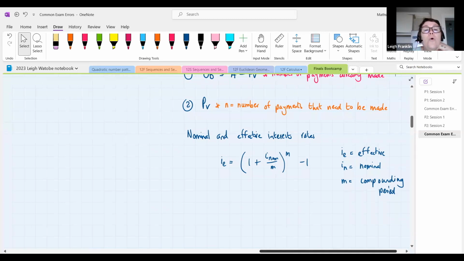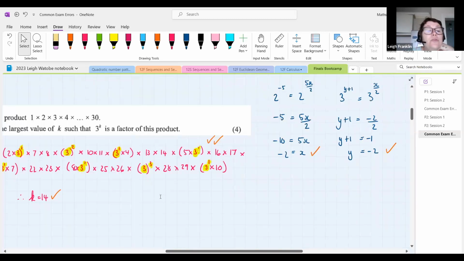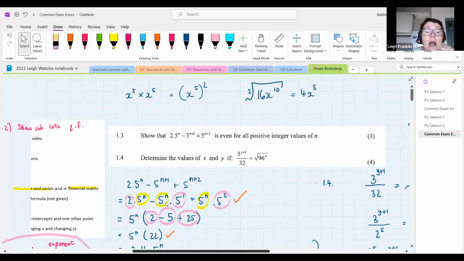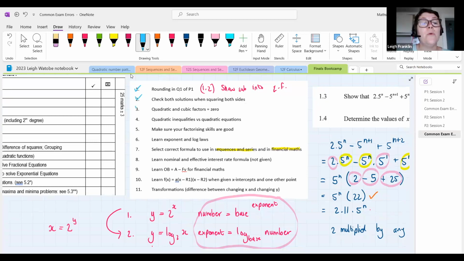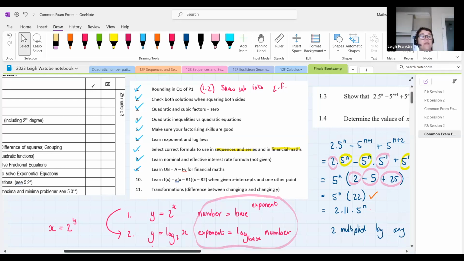All right, so going back to our rules over here, we've spoken about all of these. We've done that one, and that one, and that one. Nominal and effective rates, we've spoken about outstanding balance. Now, the other thing that I wanted to talk about, because the next big section in paper 1 is going to be on functions, as you well know.